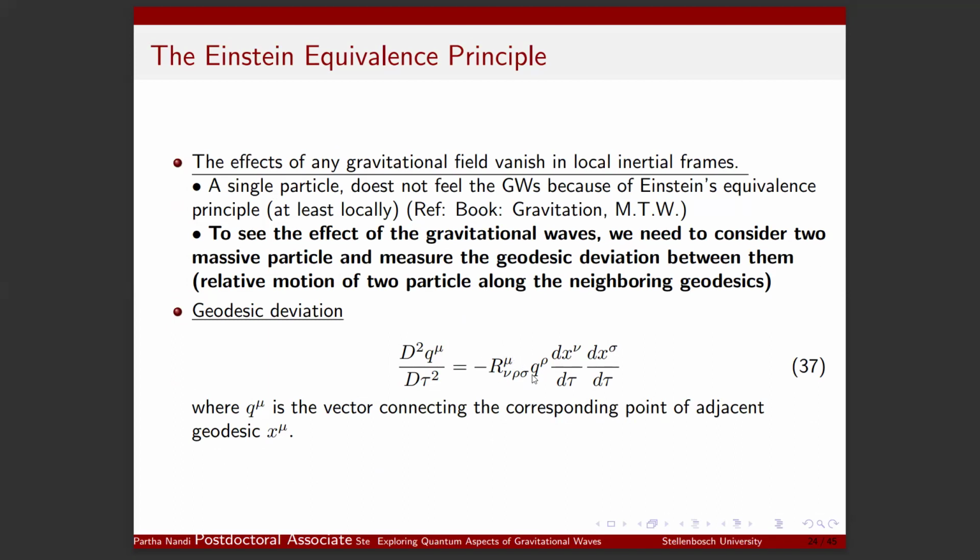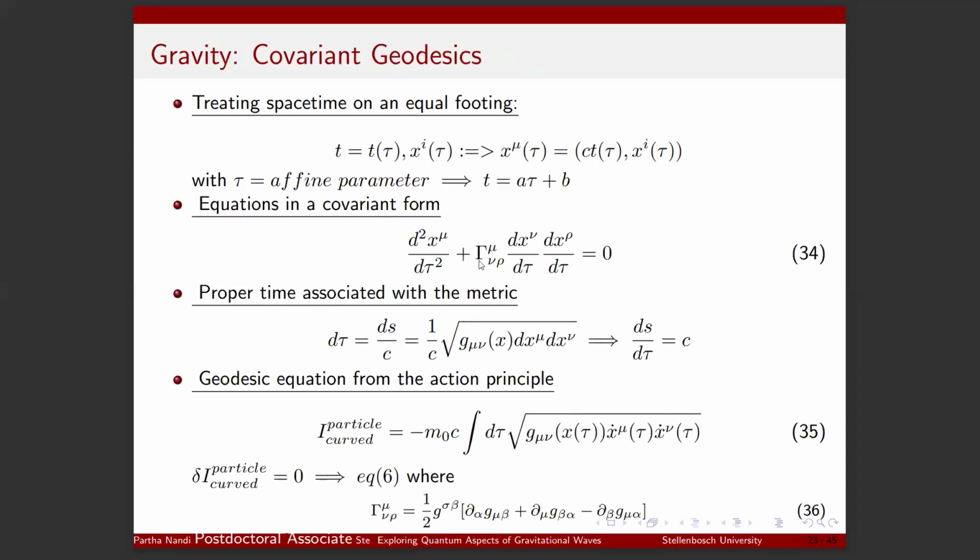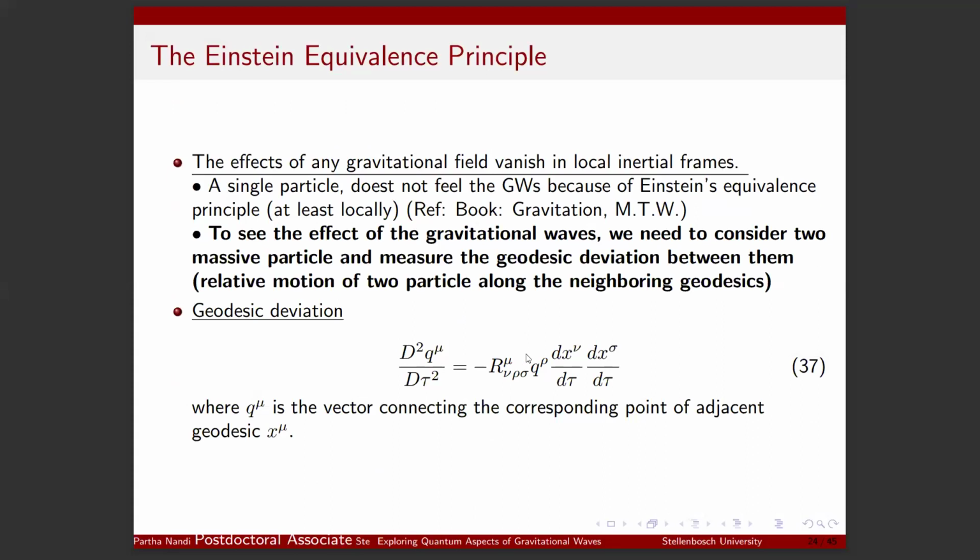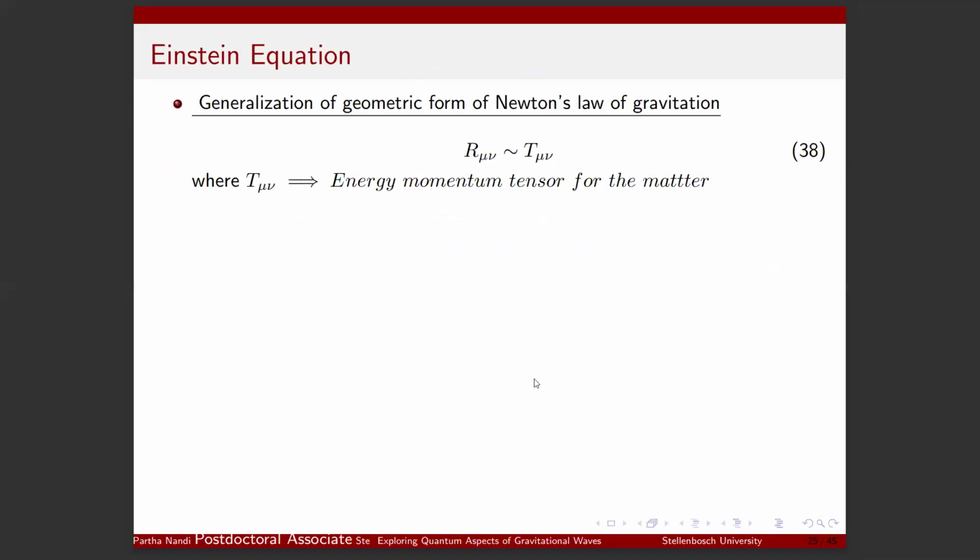Now the geodesic equation involves only the Christoffel connection. You know that this Christoffel connection is not a good object, as it does not transform in the appropriate way under coordinate transformation. But this Riemann curvature tensor is no longer zero in a local inertial frame. Therefore, the geodesic deviation equation always incorporates the effect of gravitation. This is the indication that we need to consider the relative motion if we want to see the observational effect of gravity.